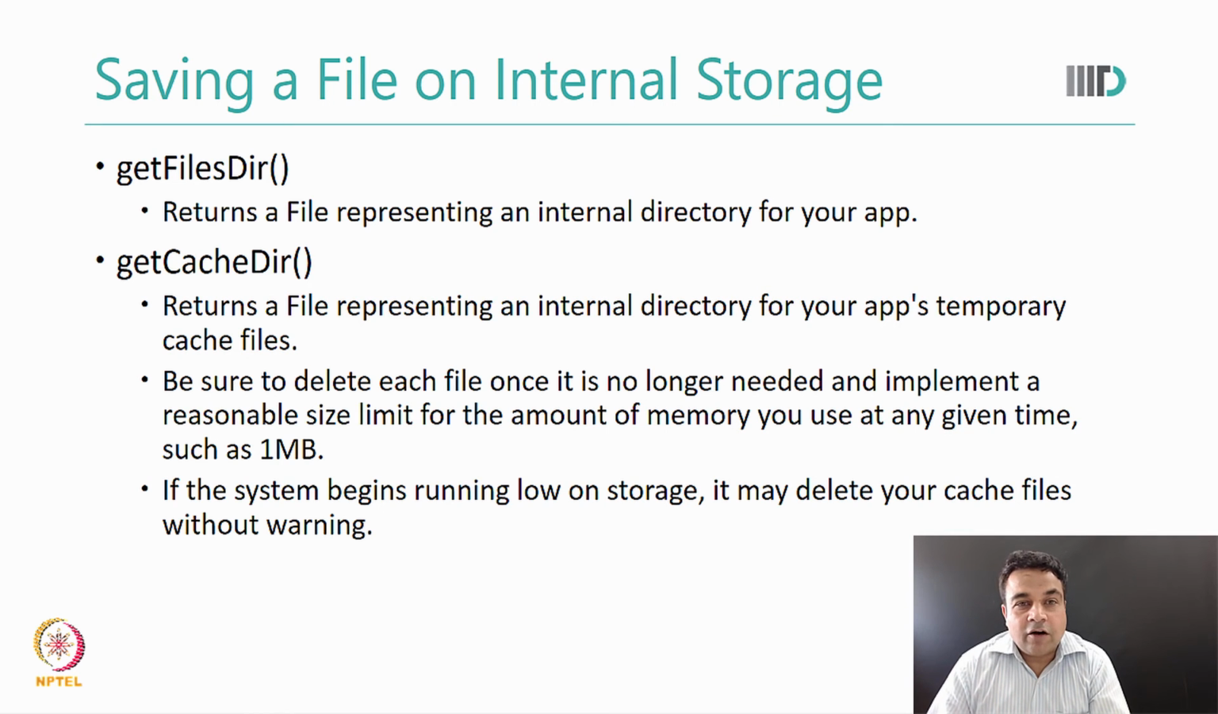Now, let us see how we save a file on the internal storage. The first step that we need to do is to find out the directory that corresponds to our application. We can get this directory by making a method call named getFilesDir. Similarly, there is another method call available for us which says getCacheDir and returns a file representing the internal directory for our app's temporary cache files.